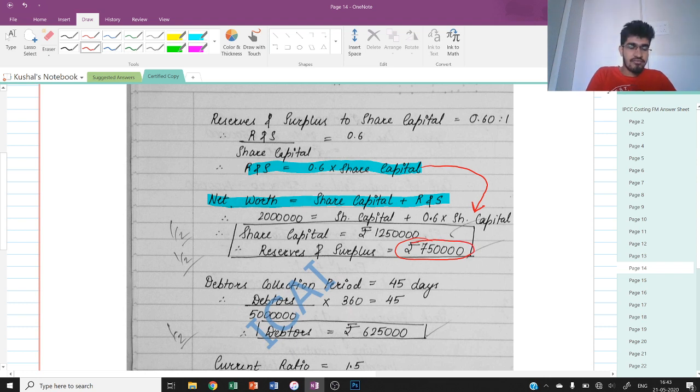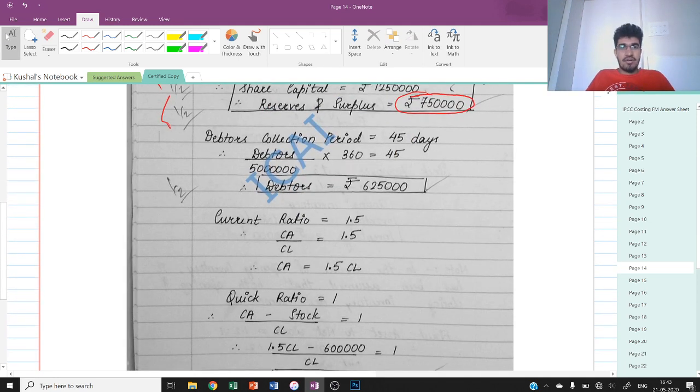Okay, there was half mark for share capital. There was half mark for computing reserves and surplus. Next, we have the debtors collection period as 45 days.